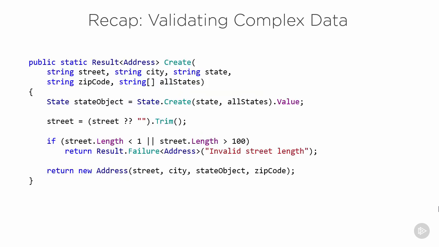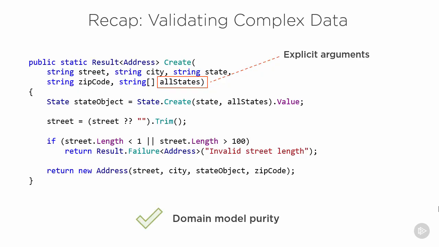Notice that when validating the state value object, we didn't make that value object reach out to the database. Instead, we're passing all states as an argument. That's because value objects and entities should be isolated from all out-of-process dependencies. Calling those dependencies directly from the value objects would violate domain model purity.